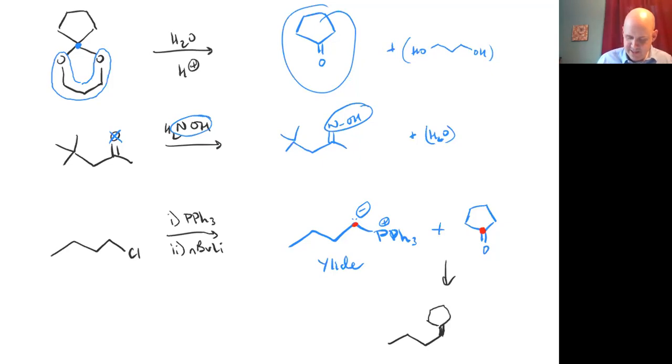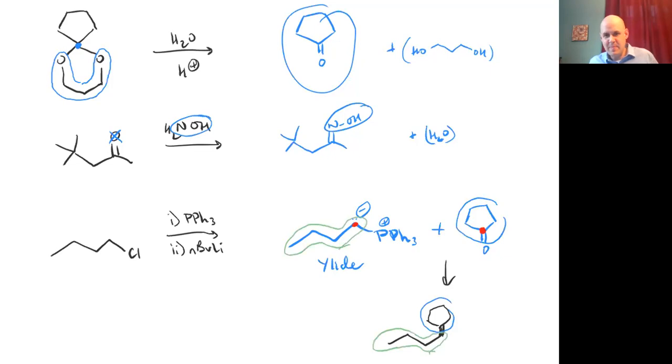So the top would be from my carbonyl, and the bottom of these 4 carbons in a row would be what came from my ylide. And that's where you get that new double bond. All right, questions on any of those?